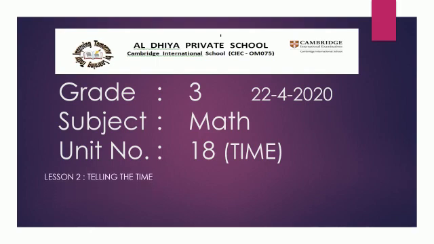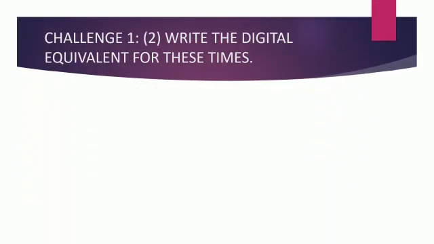Yesterday we did our lesson number 2, challenge 1. Today we will do lesson number 2, challenge 2. Lesson name is telling the time. Workbook page numbers 222 and 221. First we will do 222 and challenge 1 part 2. Write the digital equivalent for these times.